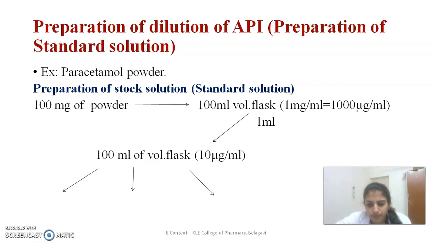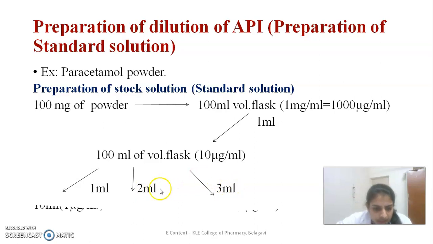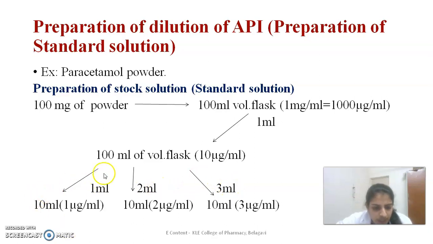If you want to prepare further dilutions, you have to pipette out 1 ml, 2 ml or 3 ml from the first dilution into a 10 ml volumetric flask. If you pipette out 1 ml, the concentration will be 1 microgram per ml. If you pipette out 2 ml, the concentration will be 2 microgram per ml. If you pipette out 3 ml, the concentration will be 3 microgram per ml.